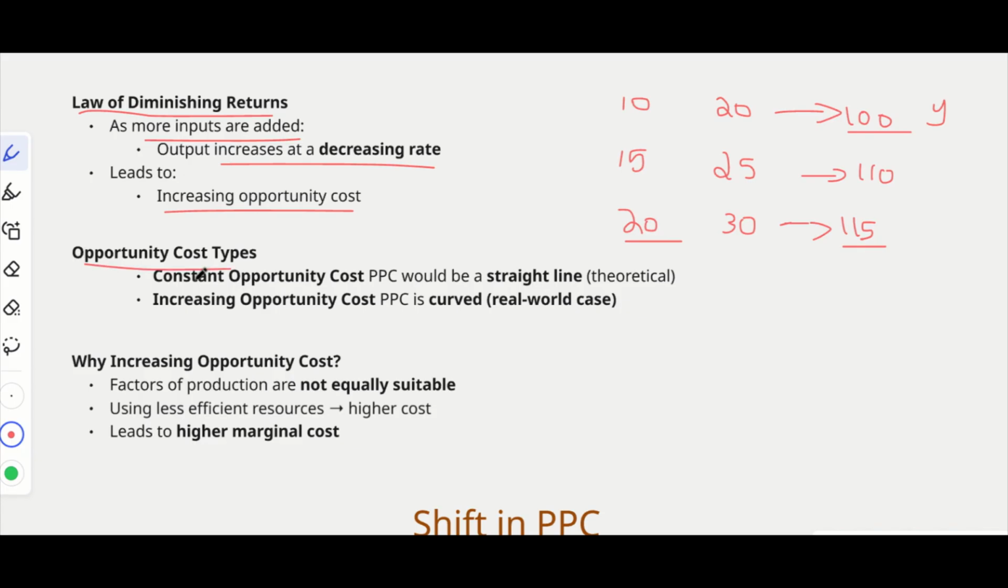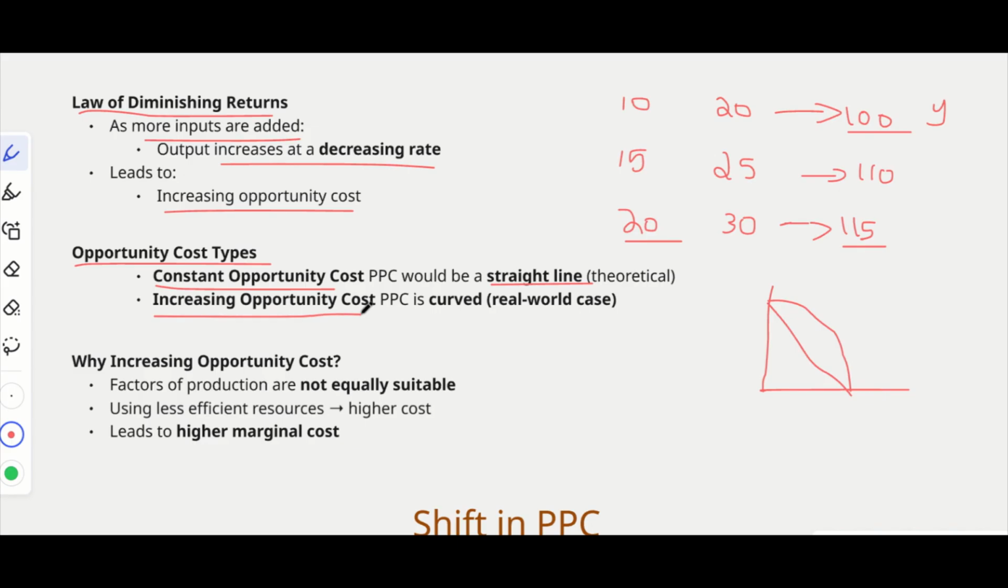So we have types of opportunity cost. We mentioned opportunity cost, right? So what are the types? Constant opportunity cost. If there is constant opportunity cost, the PPC would be a straight line. So it's a theoretical concept. For example, now our PPC is curved like this, right? Instead of that, it will look like a straight line. So that's a theoretical concept.